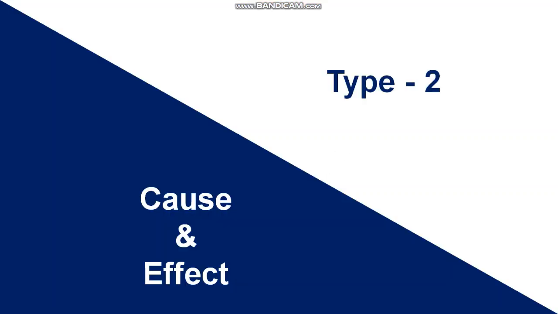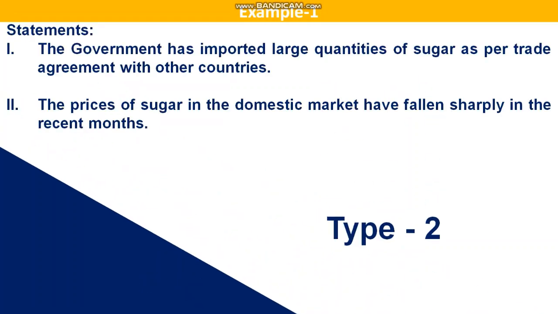Now let's go to type 2 questions of logical thinking, that is questions on cause and effect. Here, two statements will be given to you and you need to identify which statement is a cause and which statement is its effect, or whether they are independent causes or independent effects. Let's have a look at the first example.